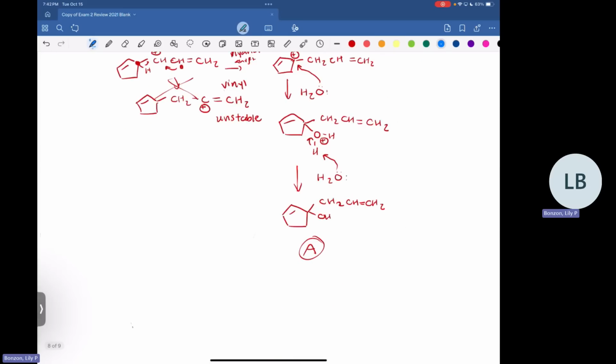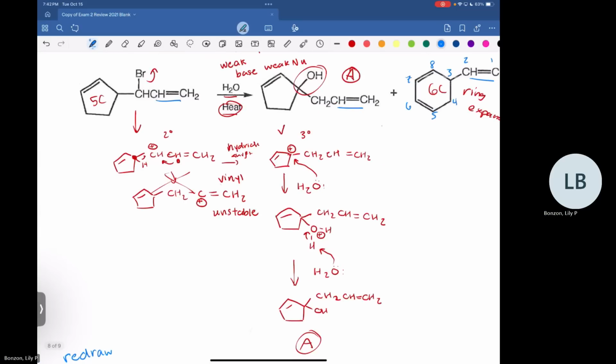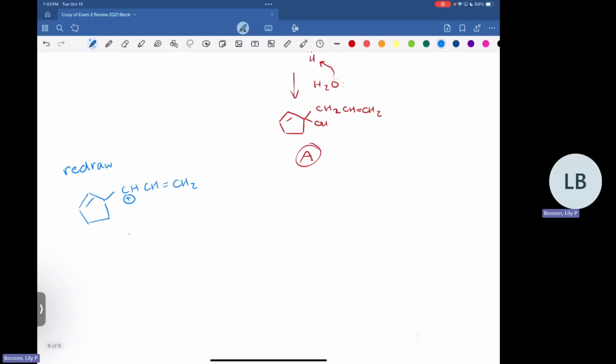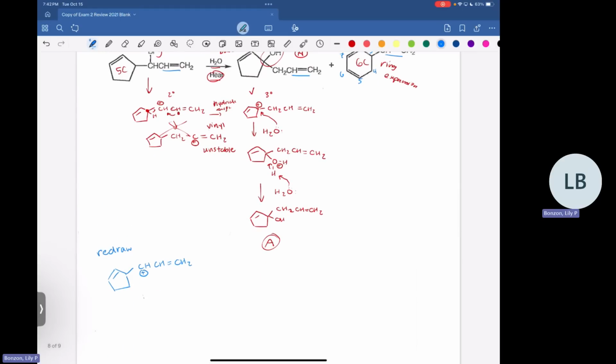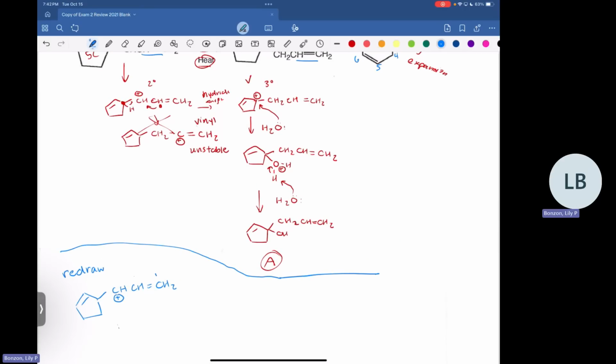I'm going to redraw starting. So I'm just going to do a redraw so I can separate these two. I'm going to number this one as well. 3, 4.